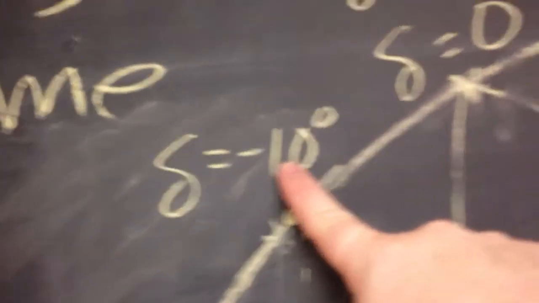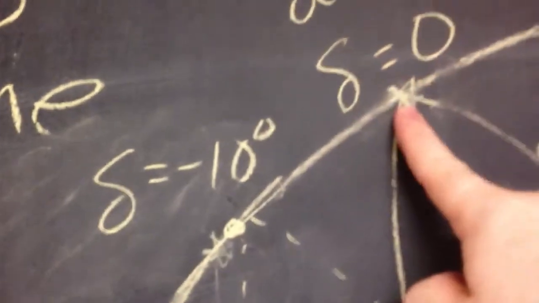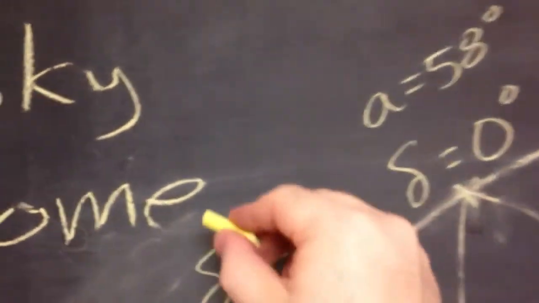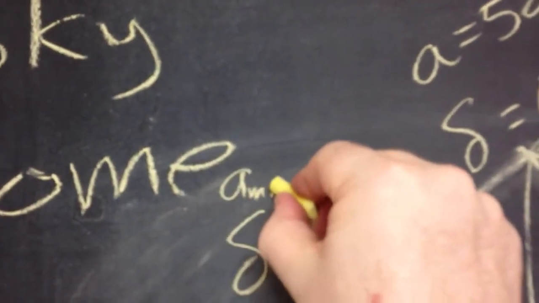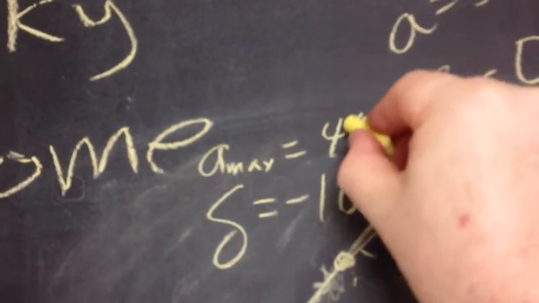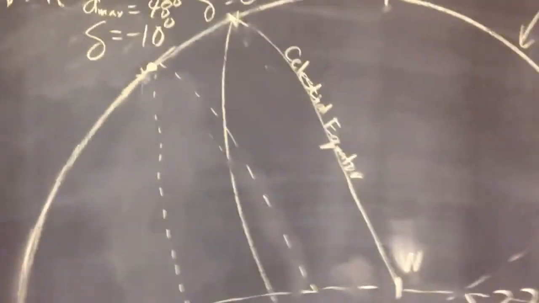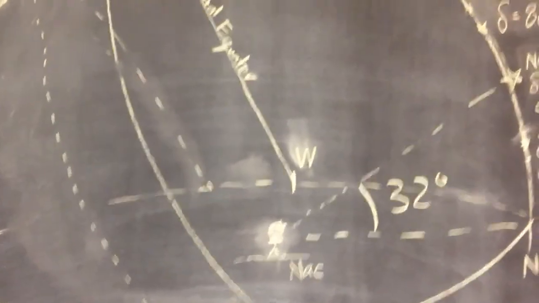Now, if the declination is minus 10, you can see that this star is 10 degrees below where this star on the celestial equator was. Therefore, the maximum altitude is 48 degrees. All right, so use those examples to work the other problems on the back of homework number 2.